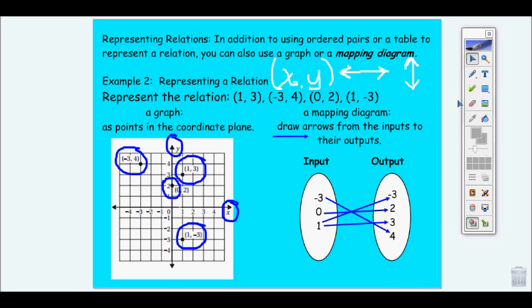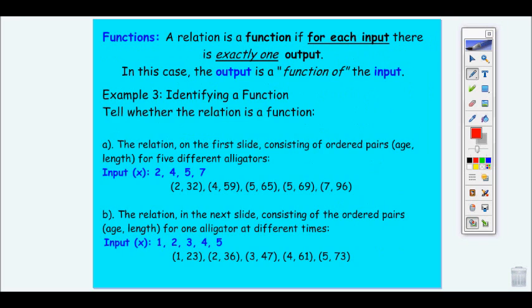You'll notice that there are two outputs for 1 here. 1 went to -3, but 1 also went to 3. We have that right here, where when we moved over 1, we went to this point here, 3, but we also went to this point here, -3. We'll see what that means on our next screen.